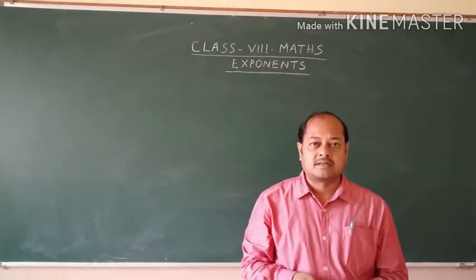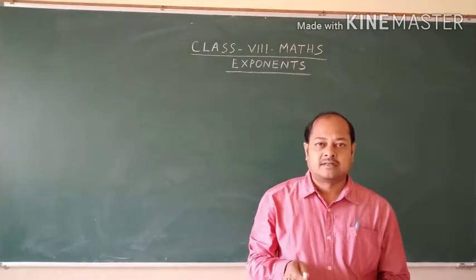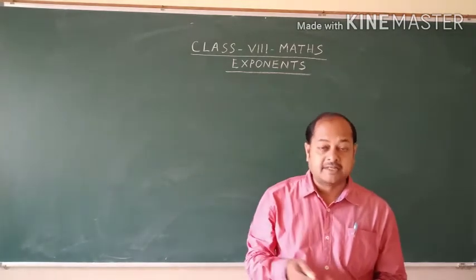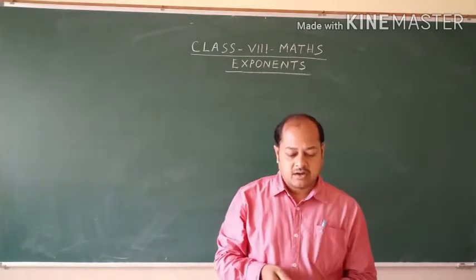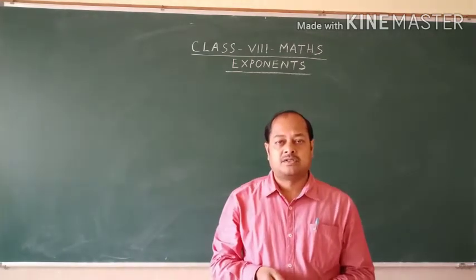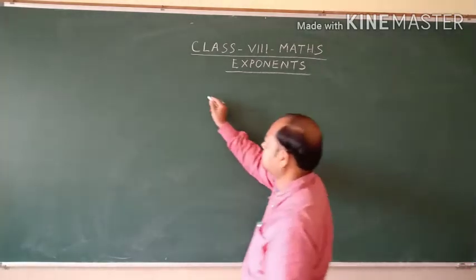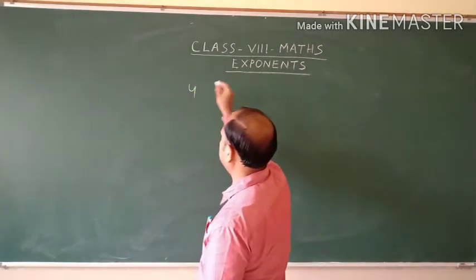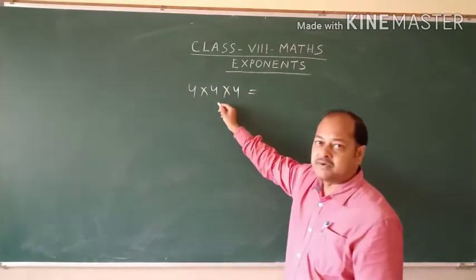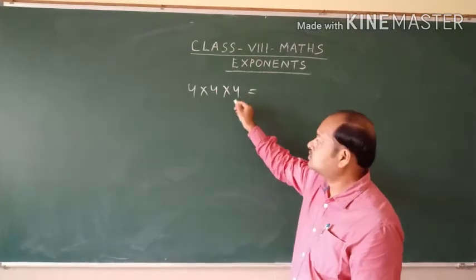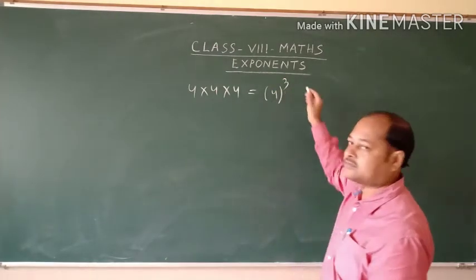When a number is multiplied by itself again and again, it is written in exponential form, or power notation. Let's see how. For example, 4 into 4 into 4. How many times is 4 written here? 3 times. So 4 into 4 into 4 equals 4 to the power 3.